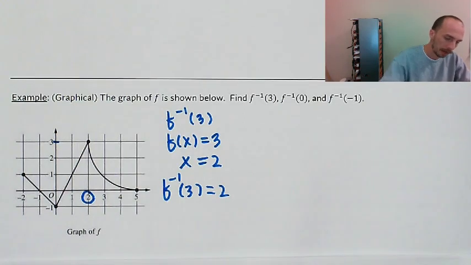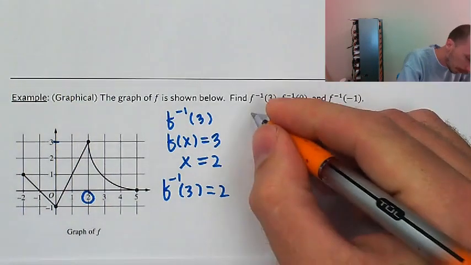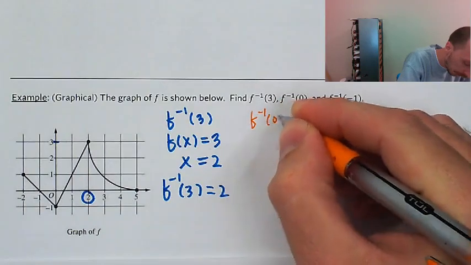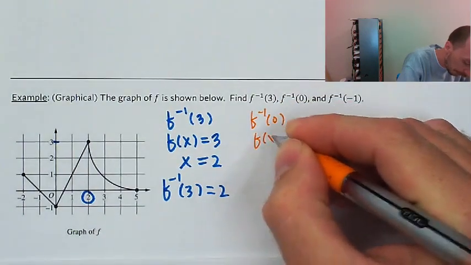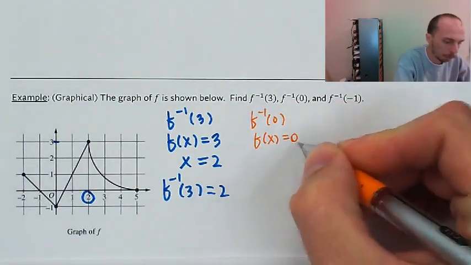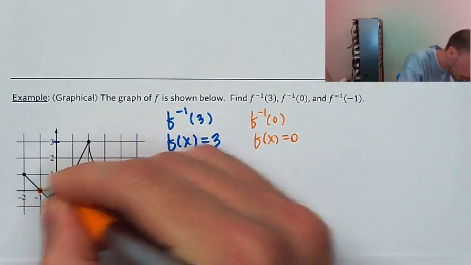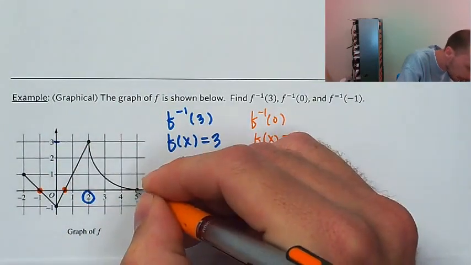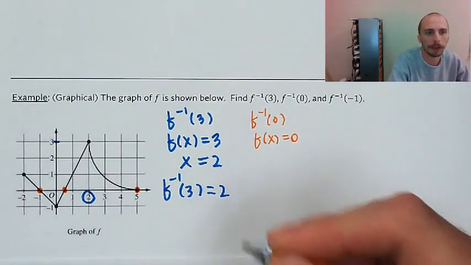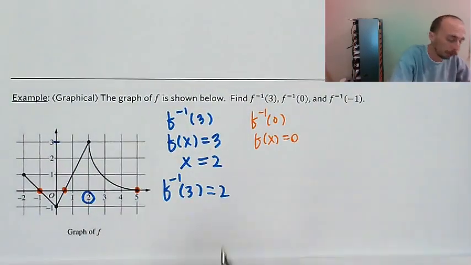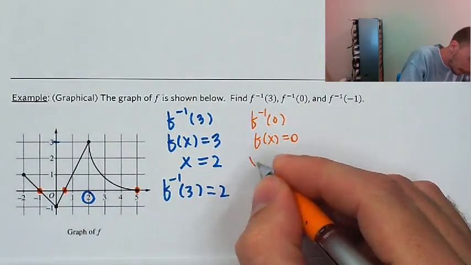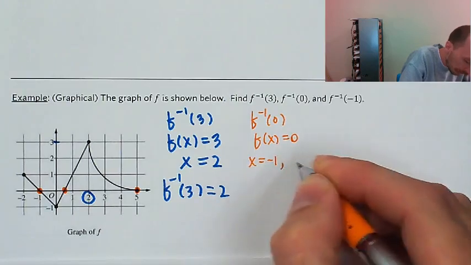Okay. Then for f inverse of 0, we're going to have more going on here. f inverse of 0, that's where f of x equals 0. That's where the y coordinate is 0. That's going to be here and there, and also over here at 5. I forgot that one in class, but it is equal to 0 there. So that's going to happen at x equals negative 1.